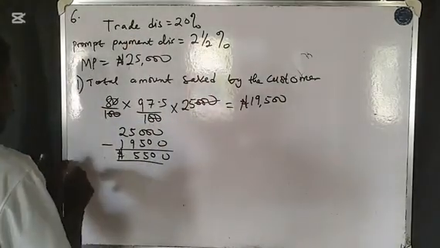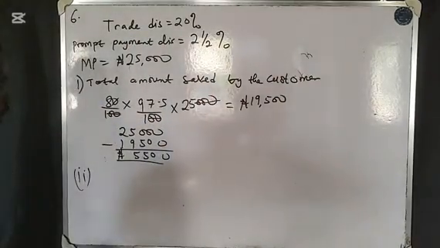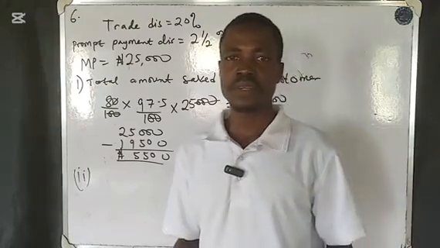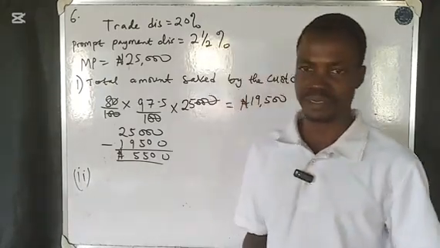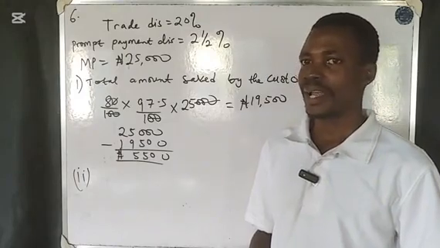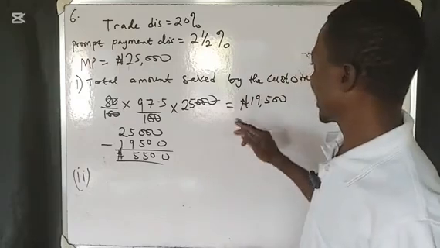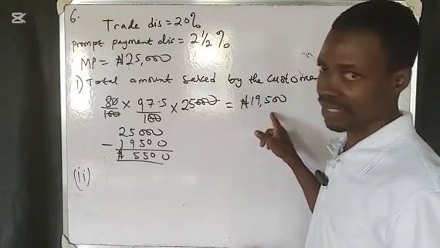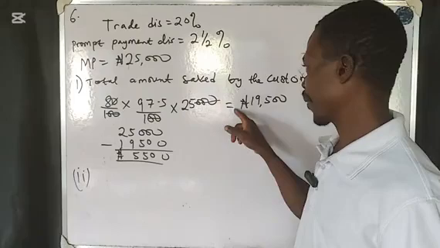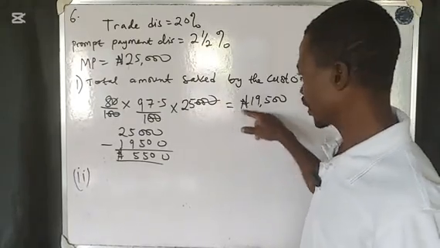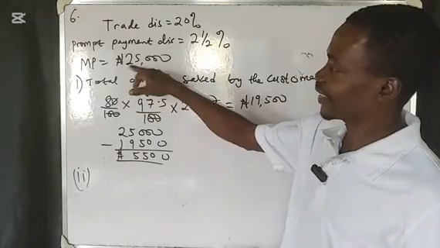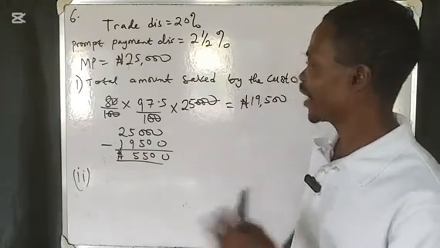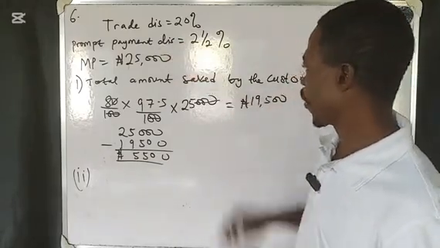Good. Is there any second question there? What is the second question? In the first question, the marked price is given. In the second question, they are asking you to find the marked price. And they have already given us the amount the customer finally paid, the cash he paid, which we calculated before. This time around, they say we should calculate the marked price, which is not given to us.